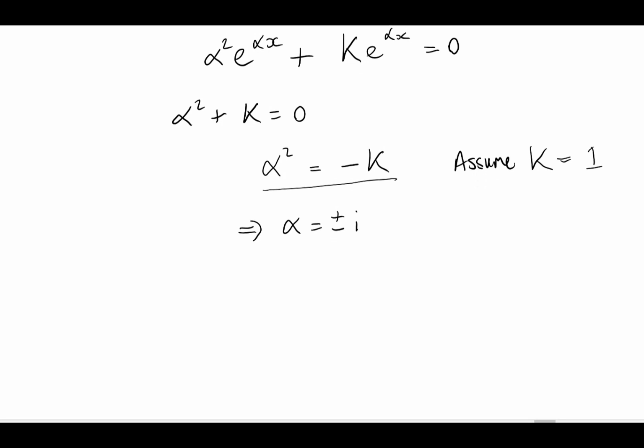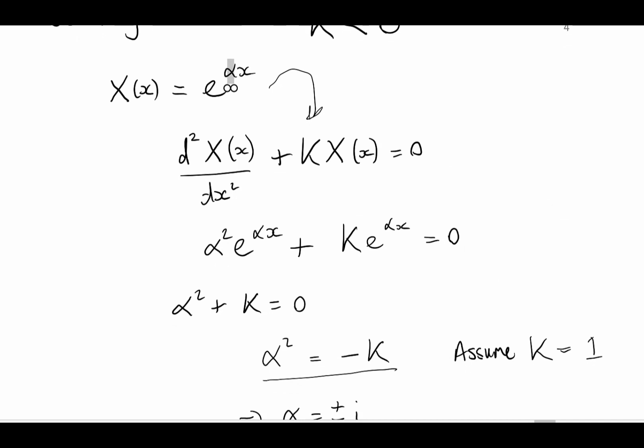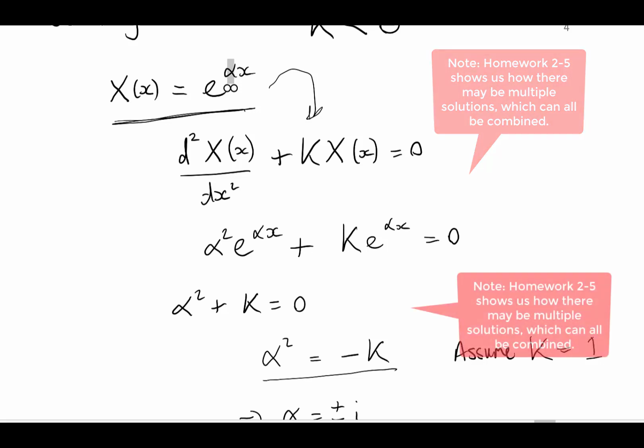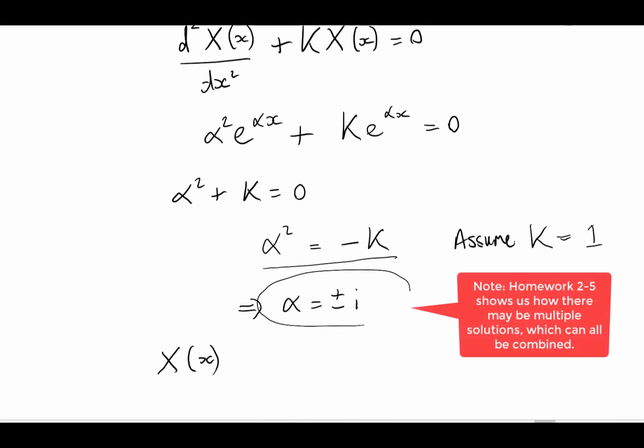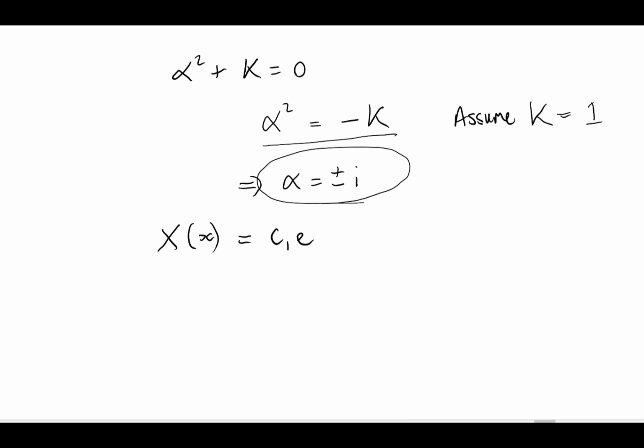So we're going to expand this a little bit. We're actually going to recognize that our solutions can be some linear combination of e to the ix and e to the minus ix, because they're both solutions in here. All right, and so we're going to write that down as follows. X of x is equal to c1 e to the ix plus c2 e to the minus ix.